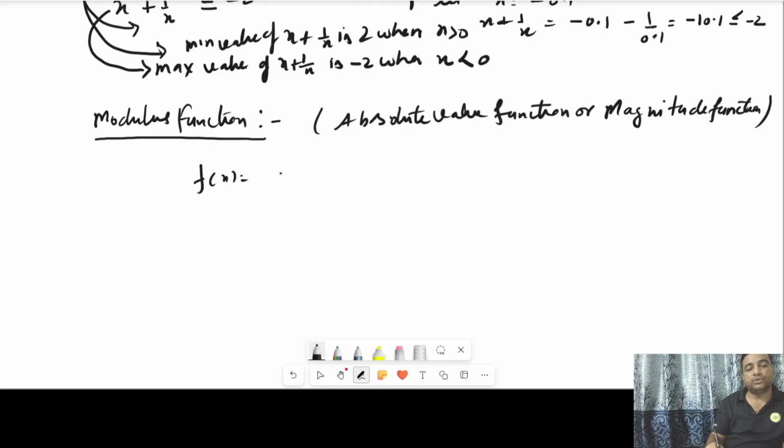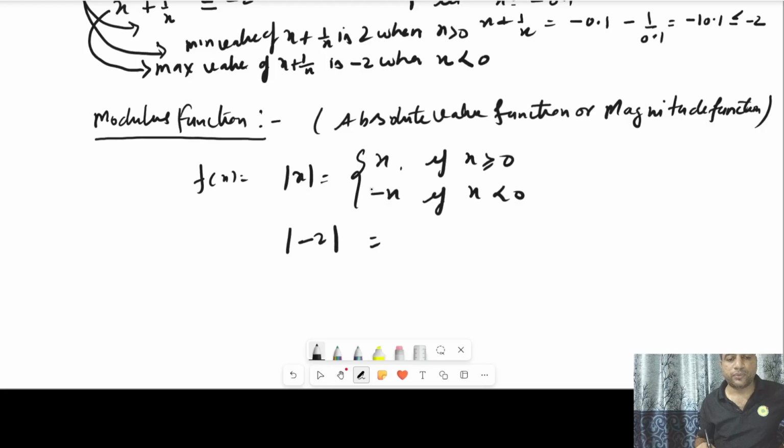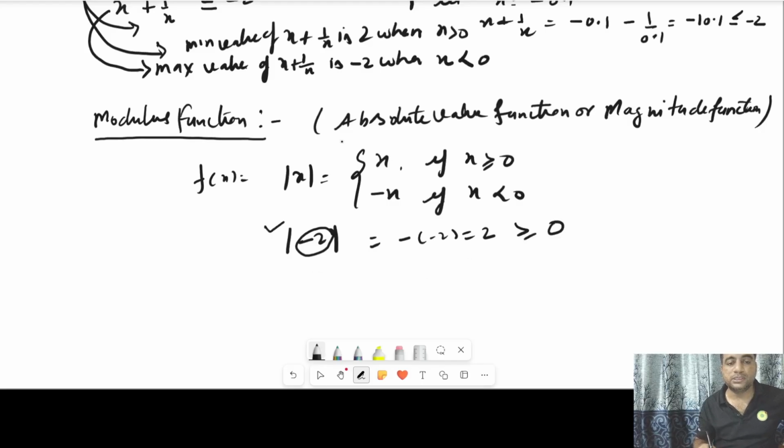So f of x is equal to modulus of x. Modulus of x will be x if x is non-negative and minus x if x is negative. For example, I am taking x is minus 2. Here x is negative inside the modulus, so you will use minus of x. So your answer becomes minus of minus 2. So it is always greater than or equal to 0. That is why modulus function is called absolute value function or magnitude function.